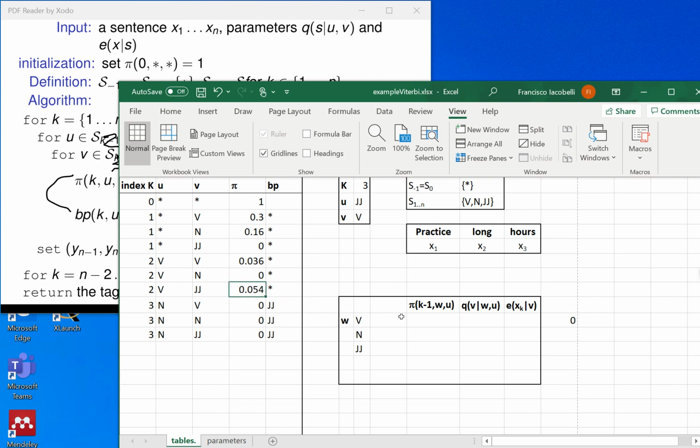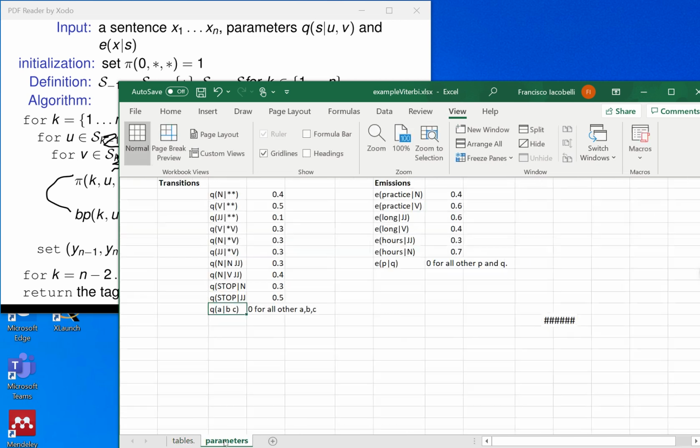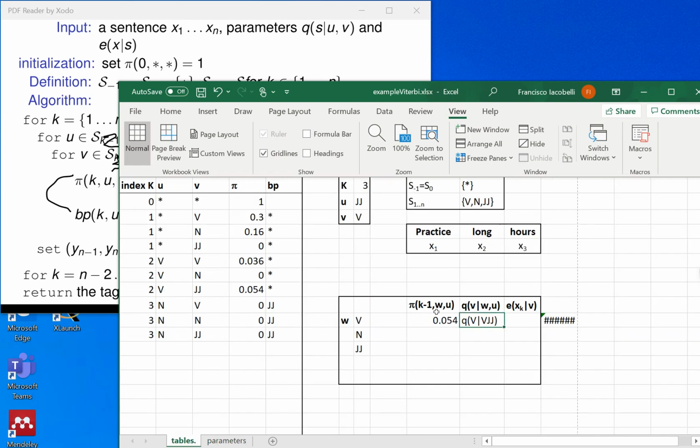That's 0.054. We're going to look for Q of V, which is the tag V, W, which is the tag V, and then U, which is JJ, right? Q of V V JJ. I don't see it, so it's 0. So this value is going to be 0.